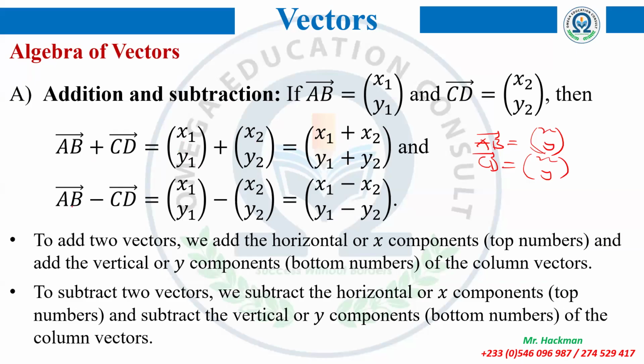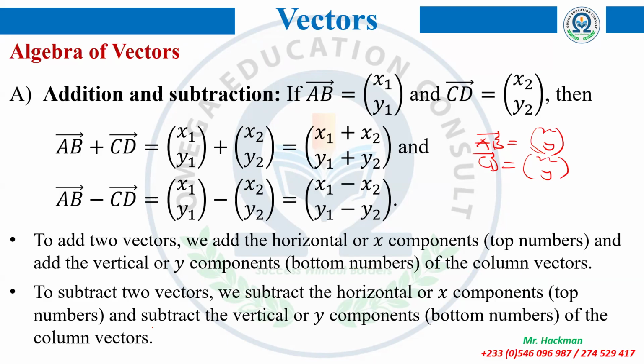Same for the subtraction. You subtract the x component and subtract the y component, and that will respectively give you the x component and the y component of your result. So let me throw a little more light on that. To add two vectors, we add the horizontal or x components, that's the top numbers, and add the vertical or y components, and that will be the bottom numbers of the column vectors.